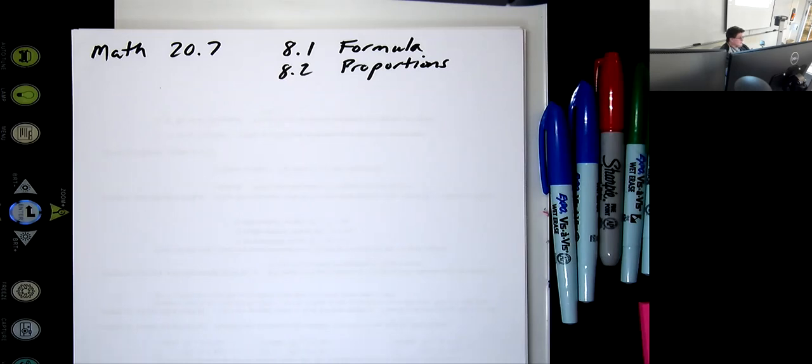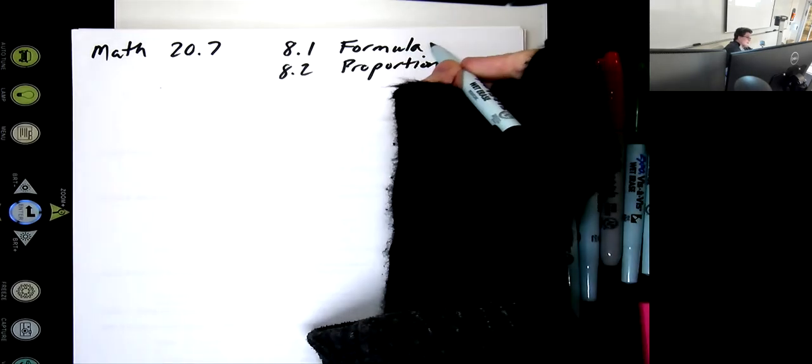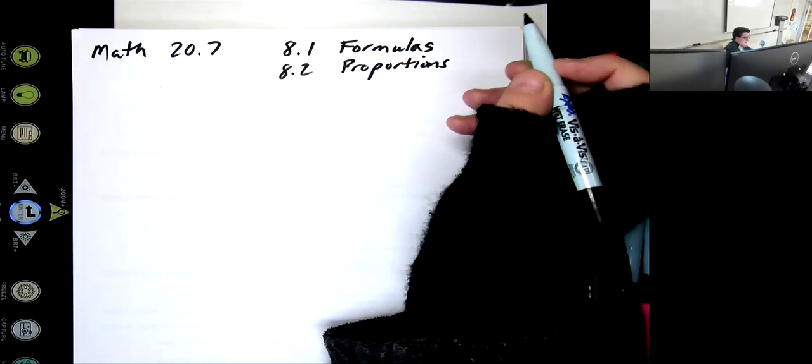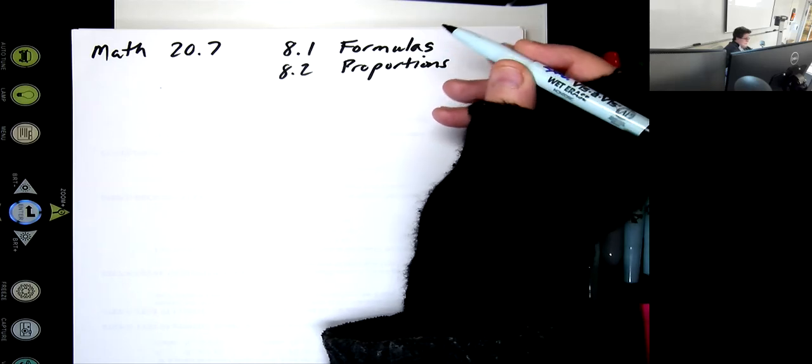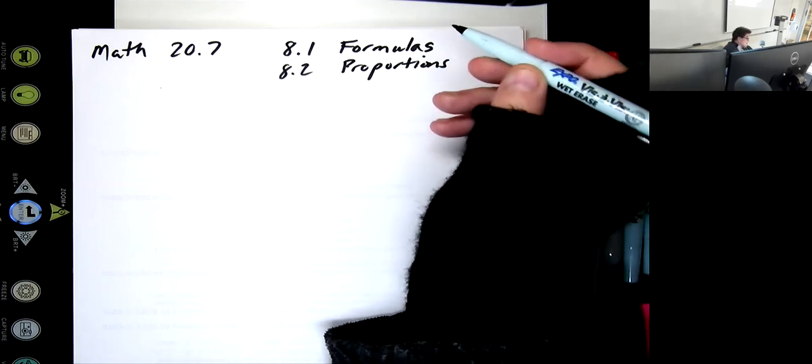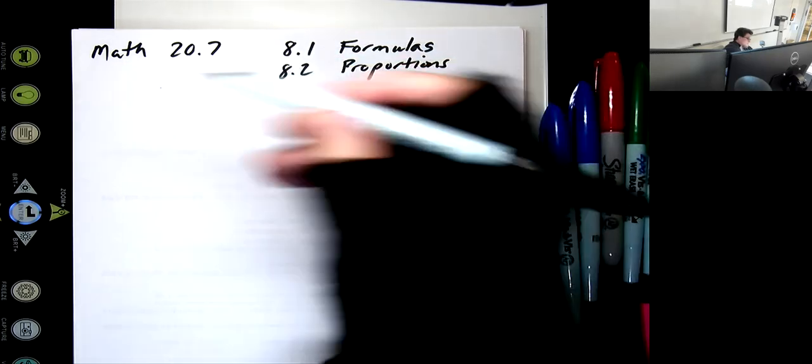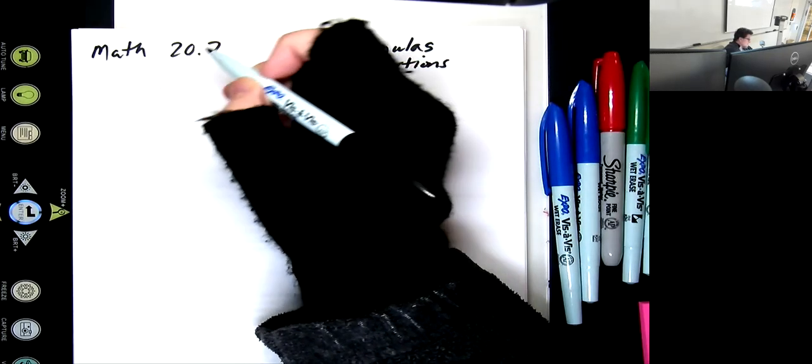Chapter 8 is really just an extension of chapter 7. It's doing the same thing. It's just that in chapter 8 we're looking at formulas, so specific formulas. In the past section, we just came up with X's and Y's and we were solving. The solving is done the same way with this, but for formulas, we've got different formulas we can look at.